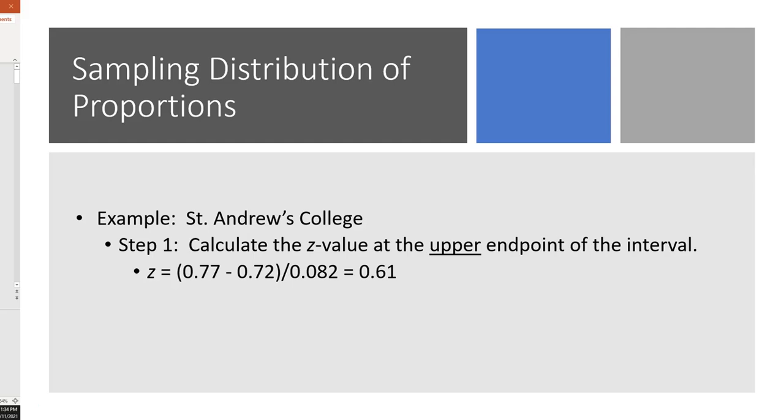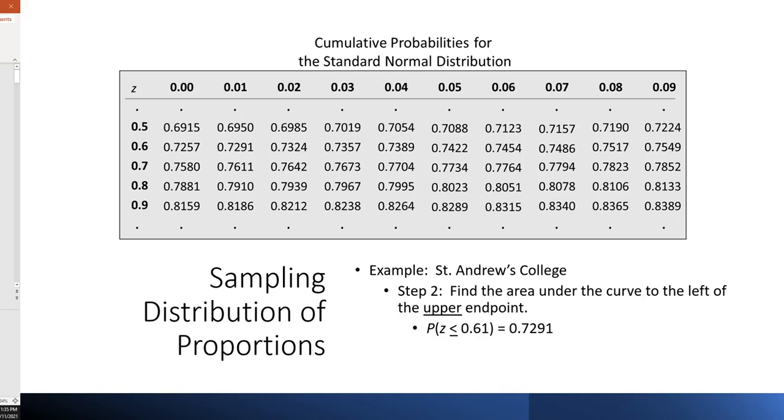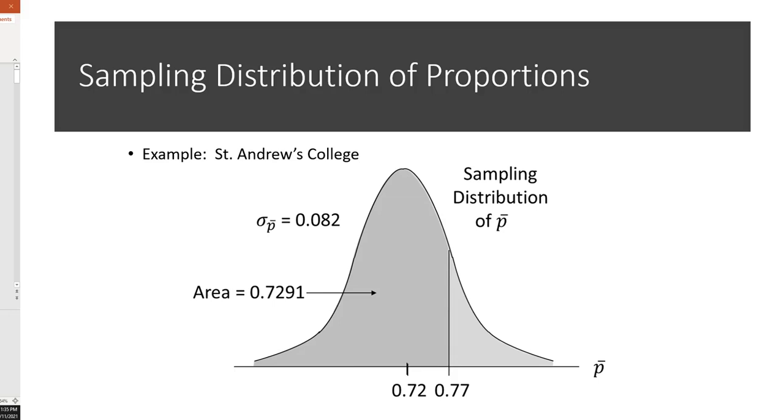So first we need to find the z-value of that upper endpoint of the interval. And when we do our standard z calculation of x minus x bar over standard deviation, we get 0.61. Then using the z-table to find the area under the curve corresponding to the z-value of 0.61, we find that that area under the curve is 0.7291. So what this means is that the probability of our value being less than our upper value is 72.91%.